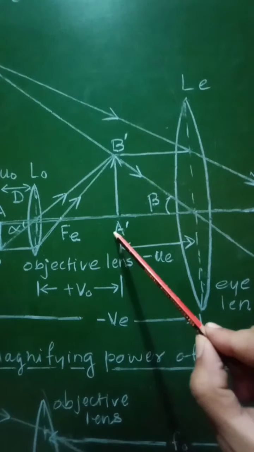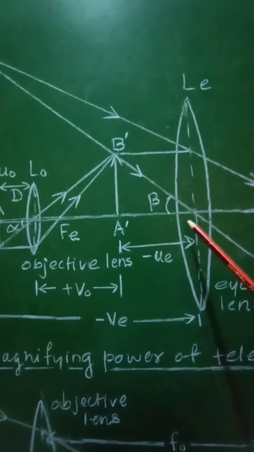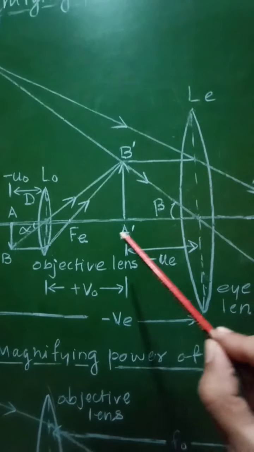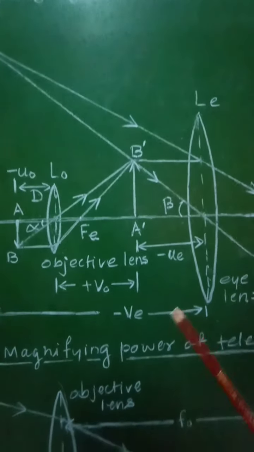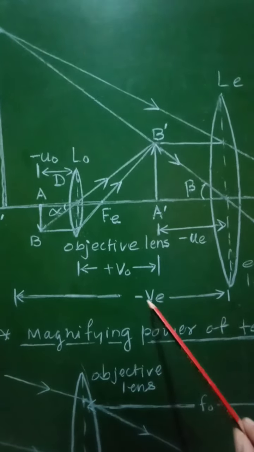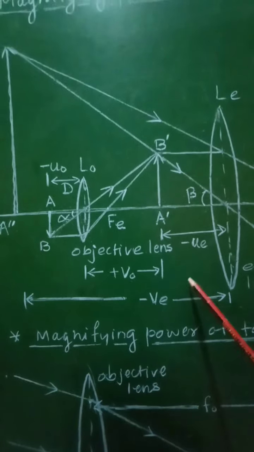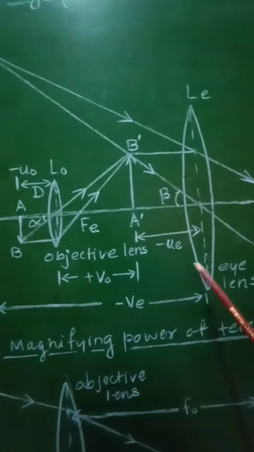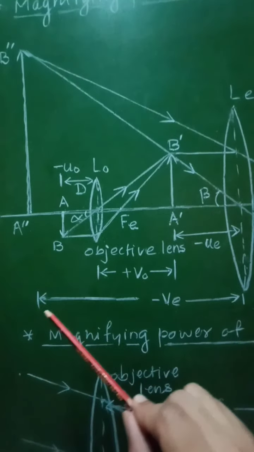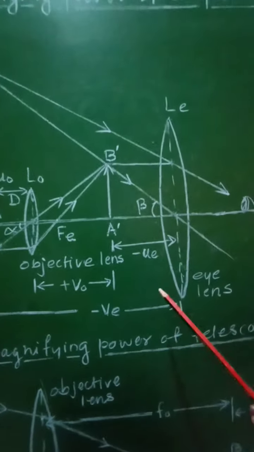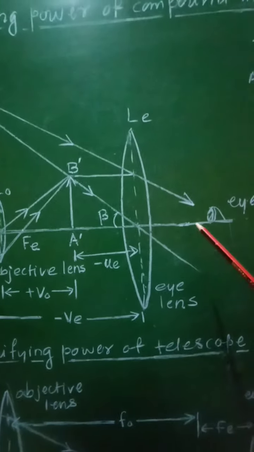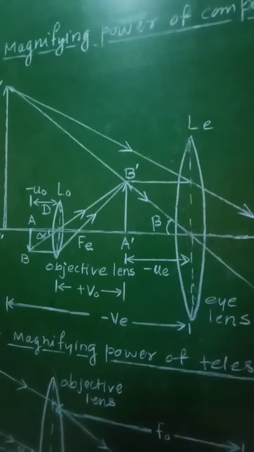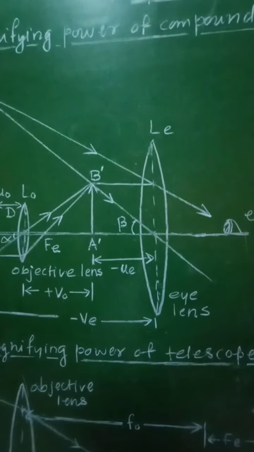So A dash B dash will act as the object for this lens, and therefore this will be again negative since the object is towards the left of the lens. Then this will represent minus VE, that is the image distance for this eye lens, the distance of that final image from this eye lens. So it will be viewed from this point, then that final image will be viewed from that point.